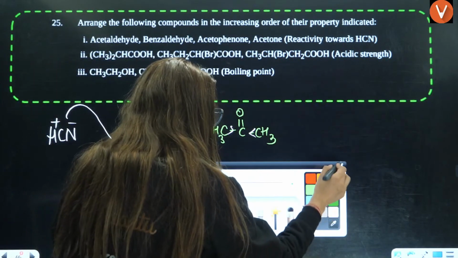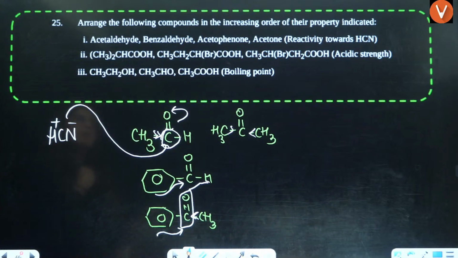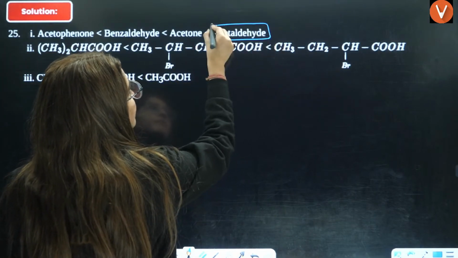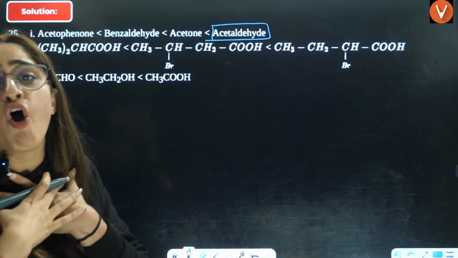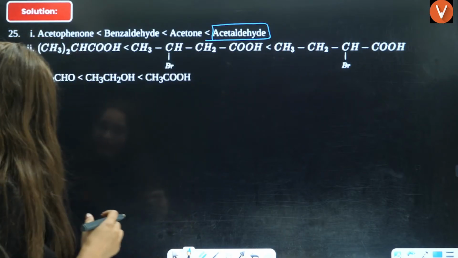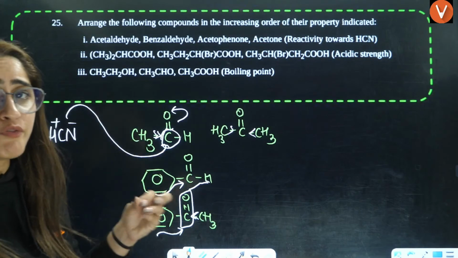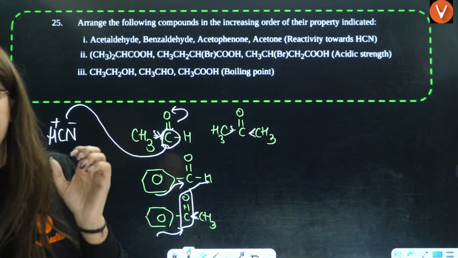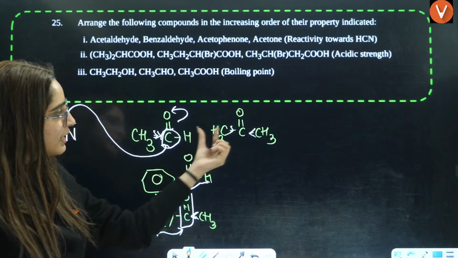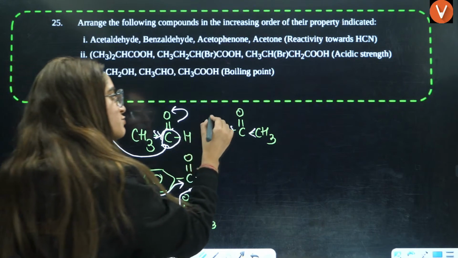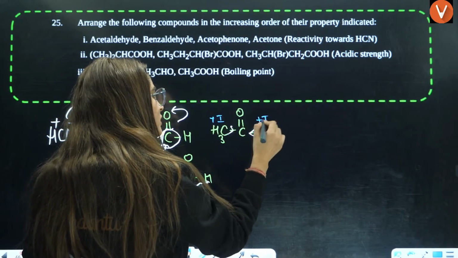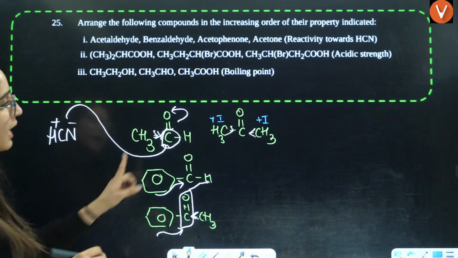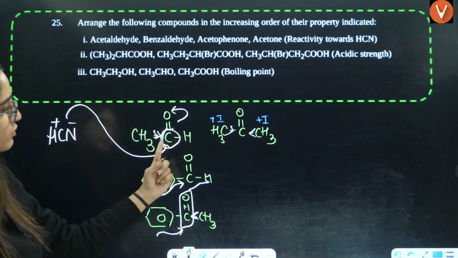So can I just write it over here that the minimum electrons I can see are in acetaldehyde? So the answer: maximum deficiency of electrons is in acetaldehyde, right? It will show the fastest reaction, like saying, I am poor, please give me money. Here it is getting electrons from the plus I effect, so it will be like, okay, I am also poor but not very poor.